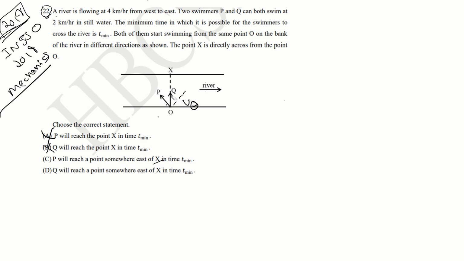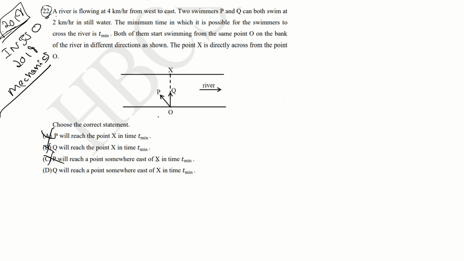It will reach somewhere x, but it says in t minimum. Now, if it was written P may reach a point, then it would be correct, because we don't know if it could literally be here or here somewhere, right? In T minimum, but Q will always go to the right, so it will always be east of the point X. Obviously, because the velocity of the river is more than the velocity of Q with respect to still water, so it will obviously go where the river current is flowing. So this is obviously wrong.